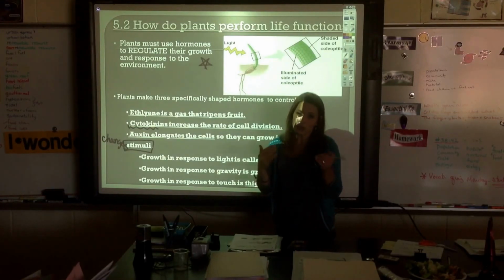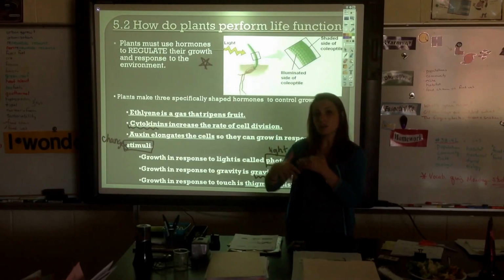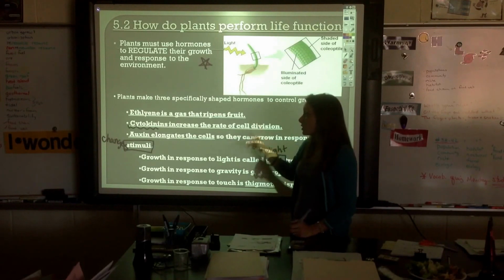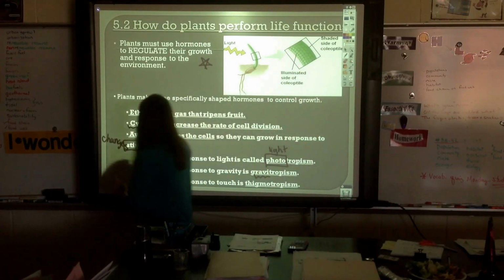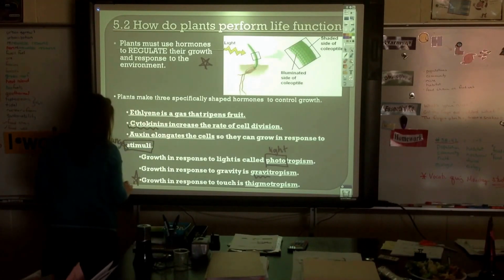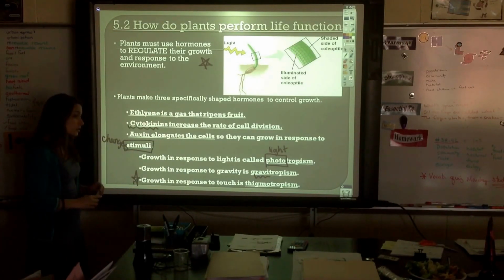So even though plants don't have eyes, they're able to respond to the environment through the use of hormones. The last one I want you to put a star by, not necessarily because it's the most important, but because it's probably the most difficult to remember.